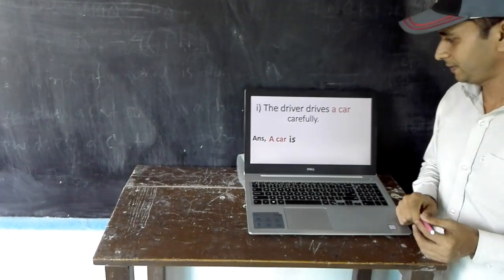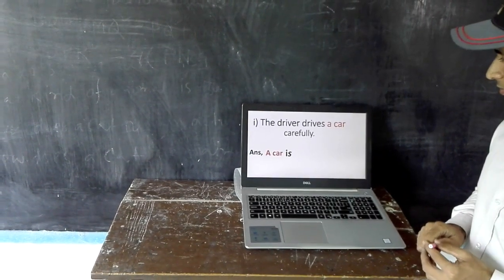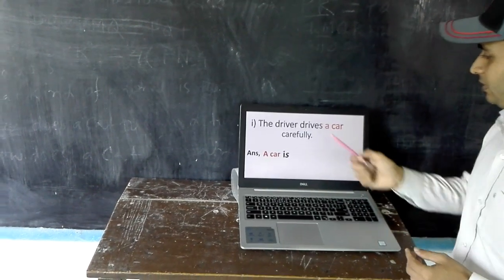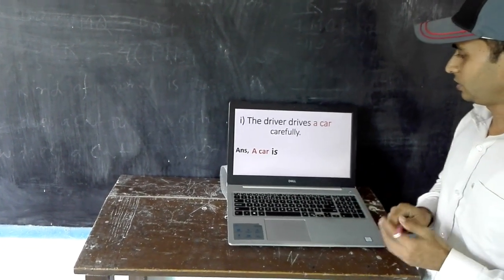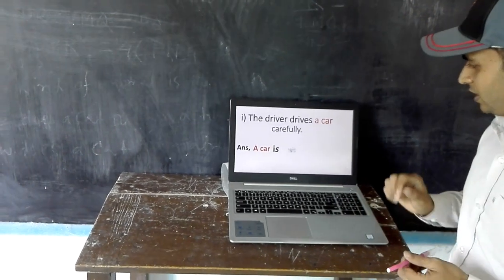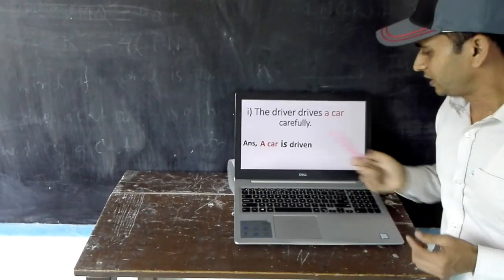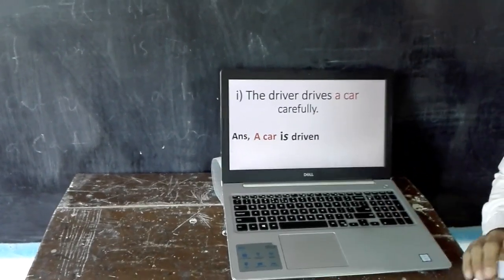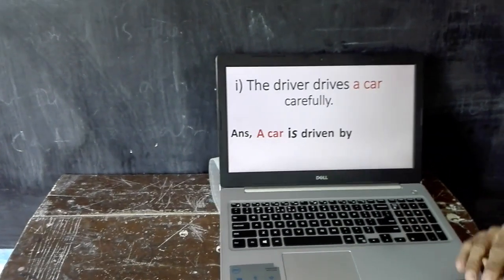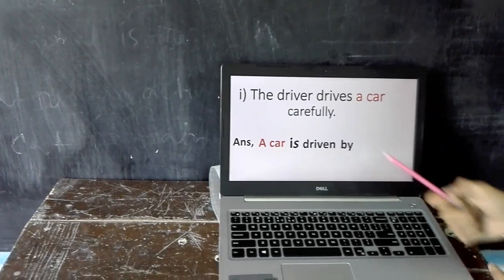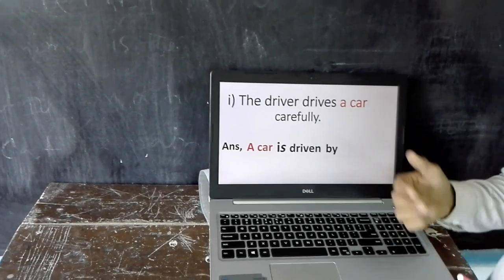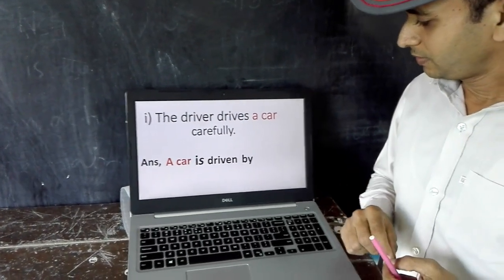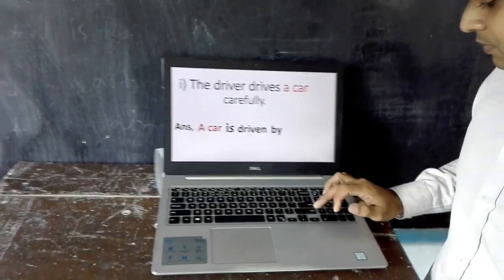And the third task is to write the principal verb. That means the past participle form of the principal verb. Here the principal verb is drives. So drive, drove, driven. Now we should write driven. A car is driven. Now we should write the preposition by. Remember, most of the time preposition by is basically used, and in some cases another preposition can be used like at, to, and so on.